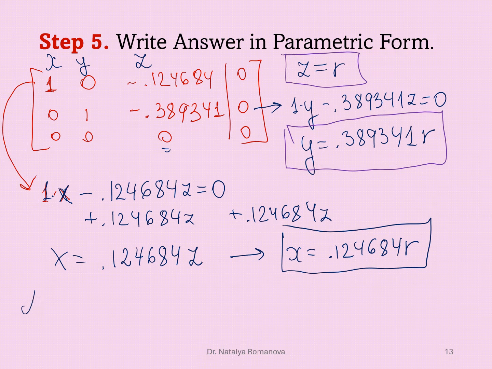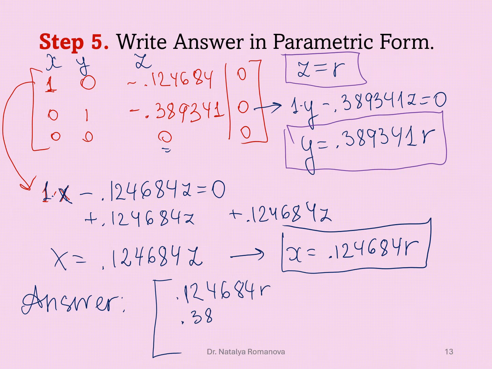So we can write the answer in matrix form. It would be 0.124684r, 0.389341r, and z equals parameter r. This answer is in matrix form, in parametric form, because we use the parameter r here for our example.